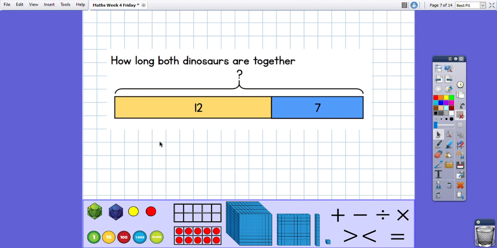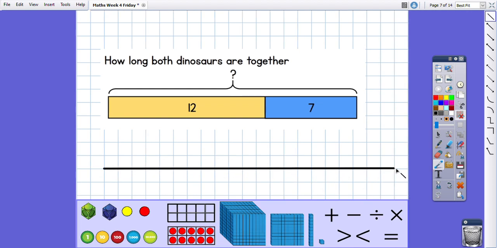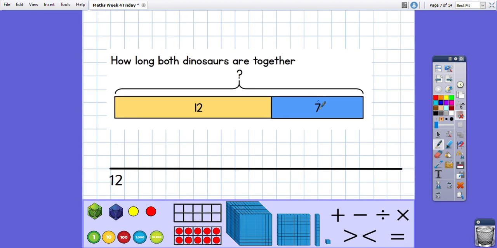How long are both dinosaurs together? What do I need to do? Here's my bar model and I need to work out how long they are together. I need to add them. Well done. So I'm going to draw a number line, and I'm going to put 12 at the start of my number line, and I need to count on 7.